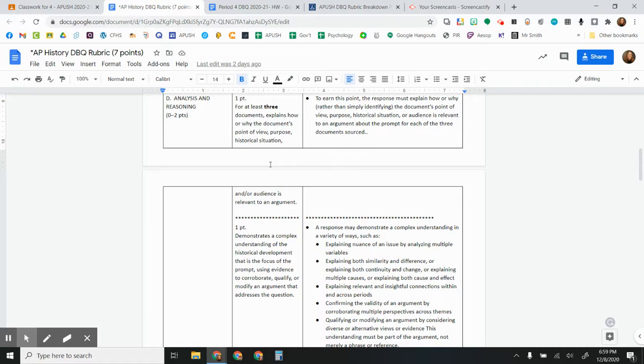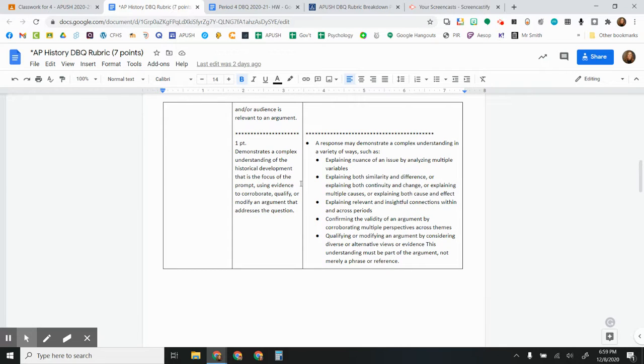And to get that last analysis and reasoning point, this is the complexity point. And just like in the LEQ, this one is a little hard to explain. It's one of those things that as a scorer, you know it when you see it. Essentially, this means that you have created a complex, sophisticated, nuanced piece of writing where you demonstrate that nothing is cut and dried, nothing is black and white, that even though this may seem true, there are these other issues that play a part in it too. You can do it by looking at different perspectives, different variables, looking at both similarity and difference, continuity and change. Remember, you always have to do both sides.